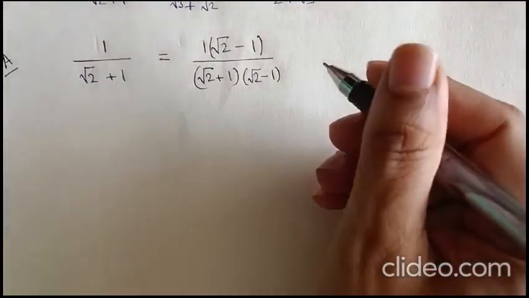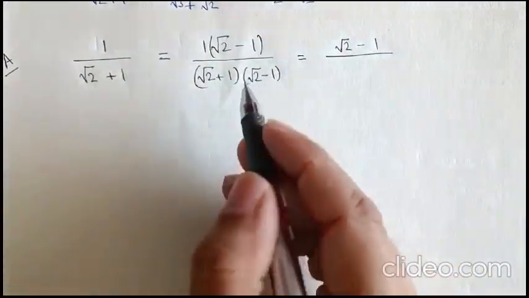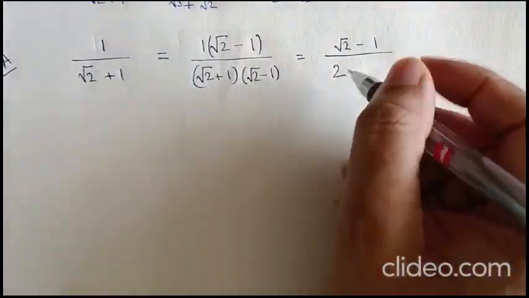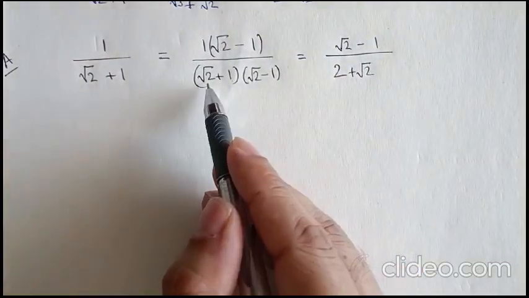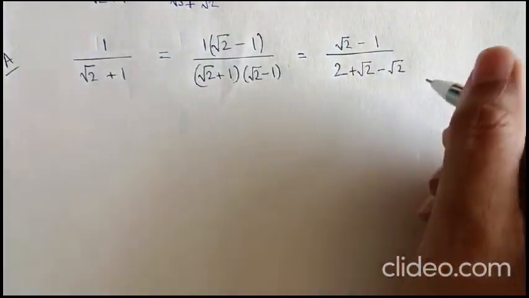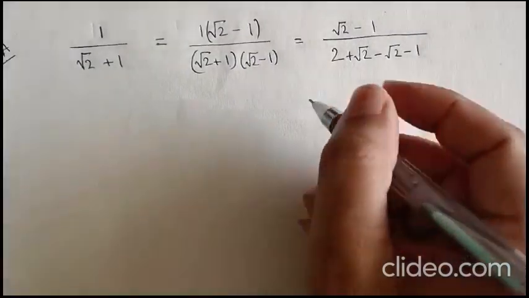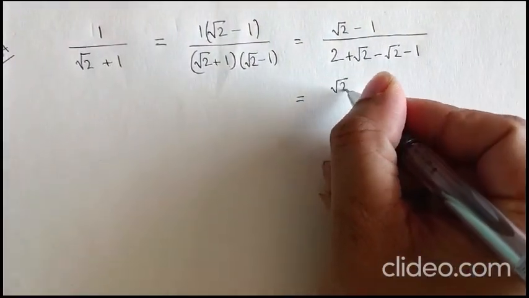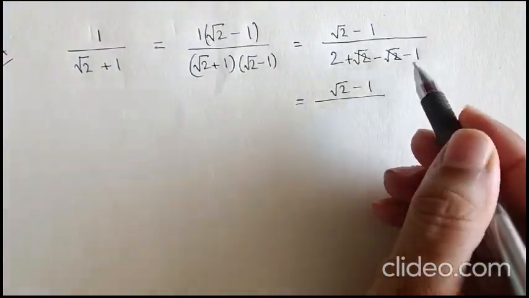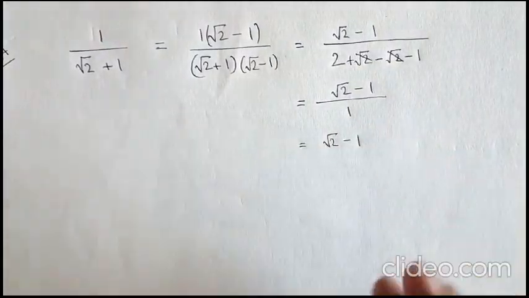Now what does this give us? This gives us root 2 minus 1 divided by, now root 2 into root 2, that is equal to 2, plus 1 into root 2, so that is root 2, minus root 2, we have a minus root 2 here, plus 1 into minus 1, that is minus 1. Okay. So this is finally equal to root 2 minus 1 on top. These two will get cancelled. 2 minus 1, that is 1. So this is basically equal to root 2 minus 1.